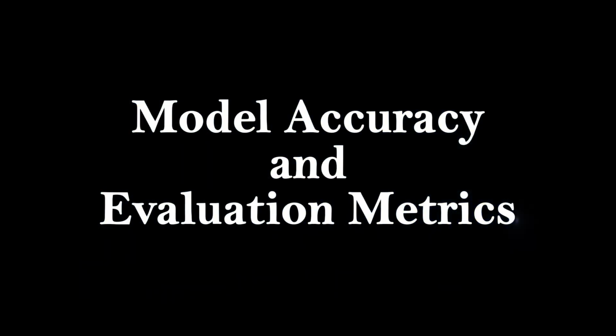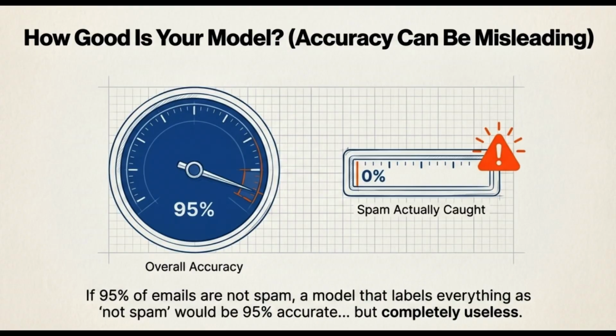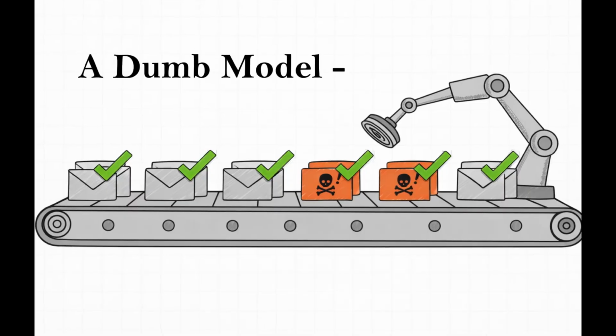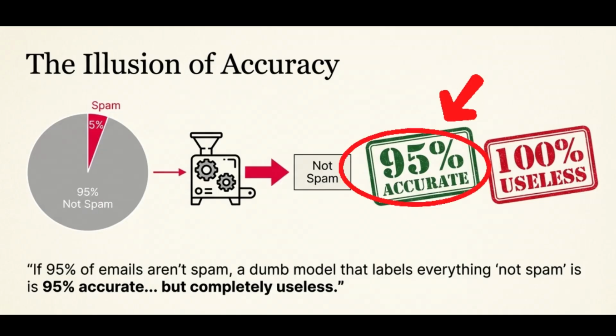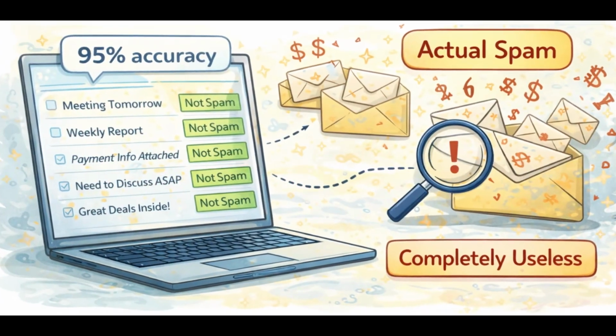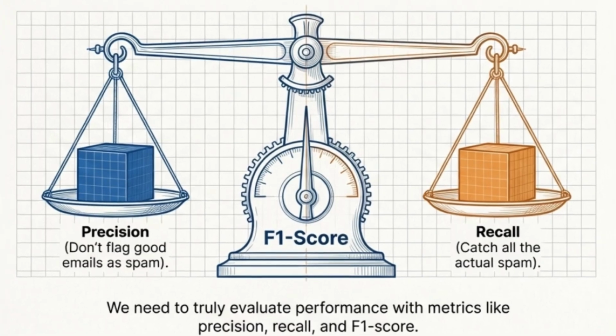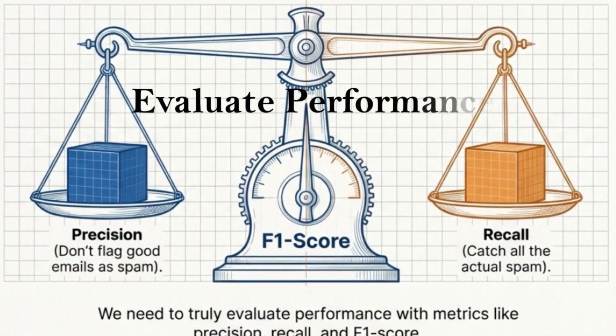Model accuracy and evaluation metrics tell you how good your model is. But here's the thing: accuracy alone can be misleading. If 95% of emails are not spam, a dumb model that labels everything as not spam would be 95% accurate, but completely useless for catching actual spam. That's why we use multiple metrics like precision, recall, and F1 score to truly evaluate performance.